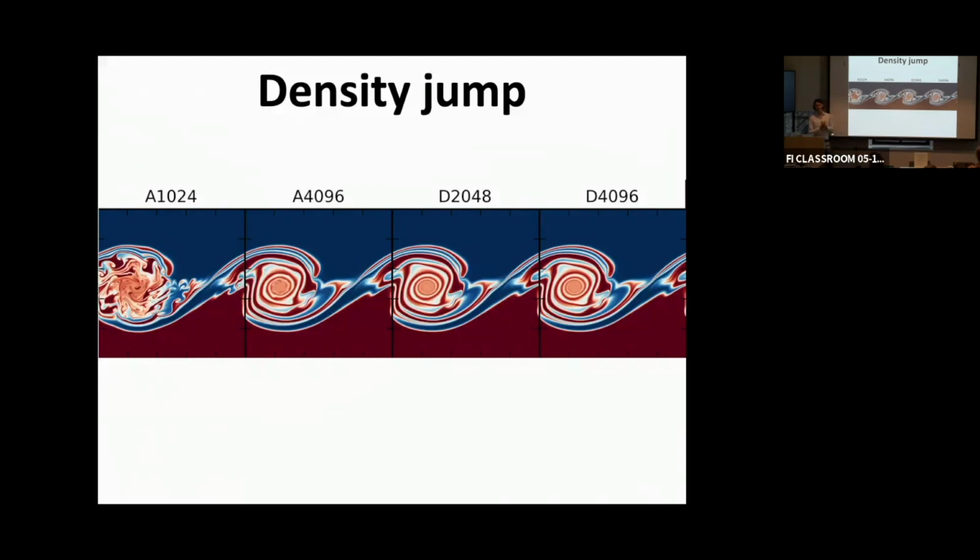You said the Mach number is 0.4, but there's sound speed variation across the domain. So do you mean in the hot phase or in the cold phase? I don't remember which one. But it's all subsonic. It's all subsonic, yes.